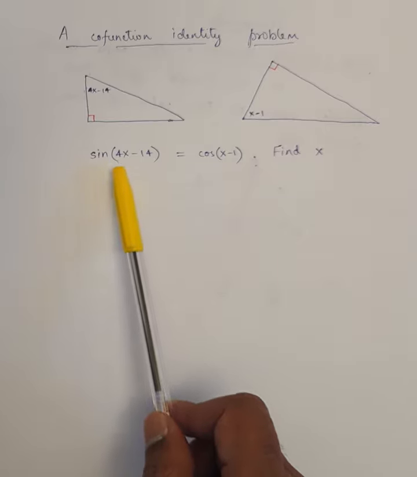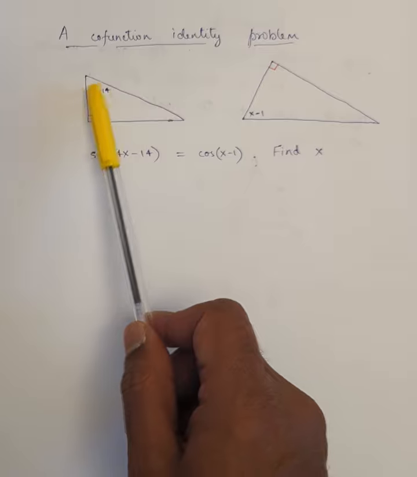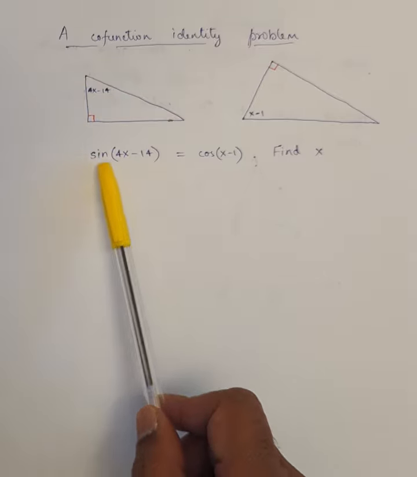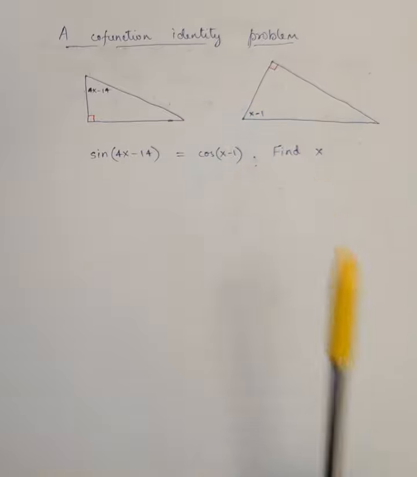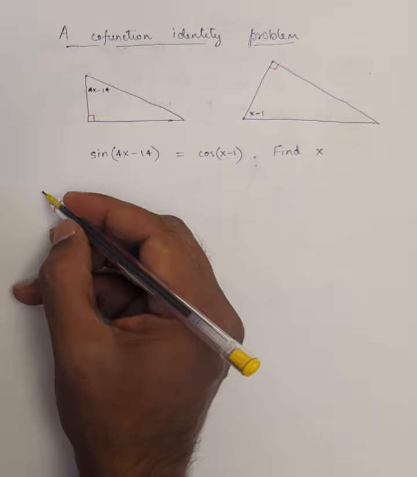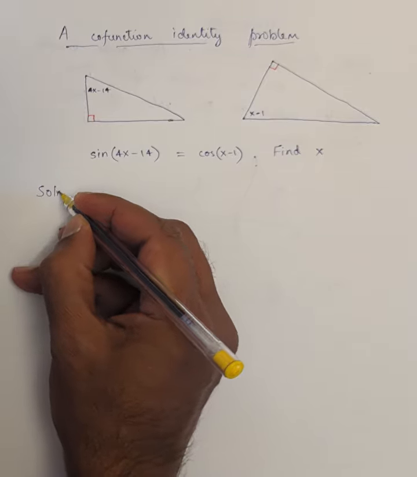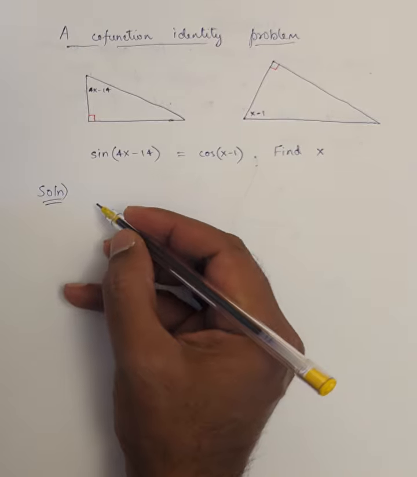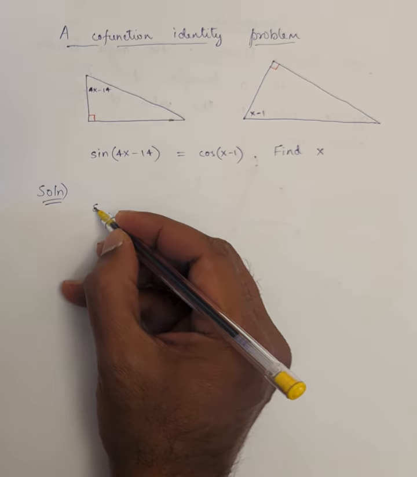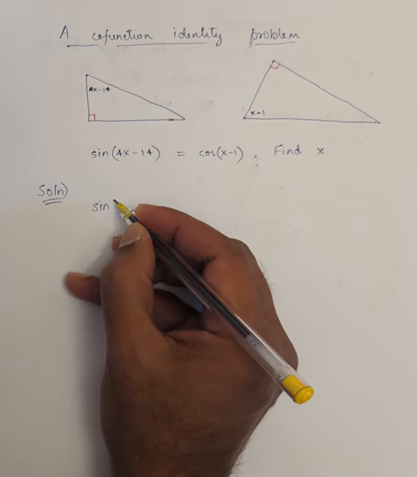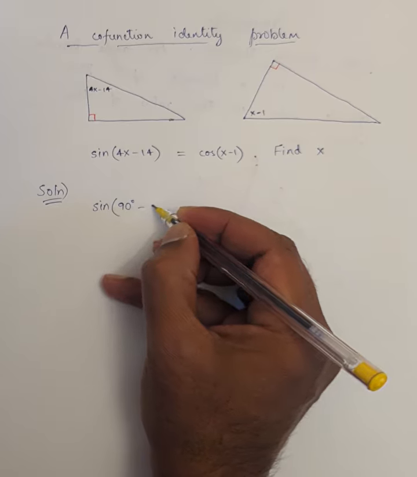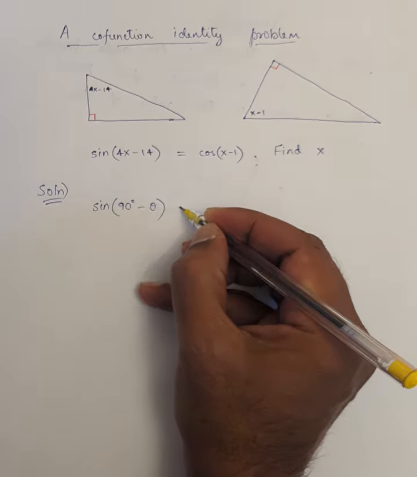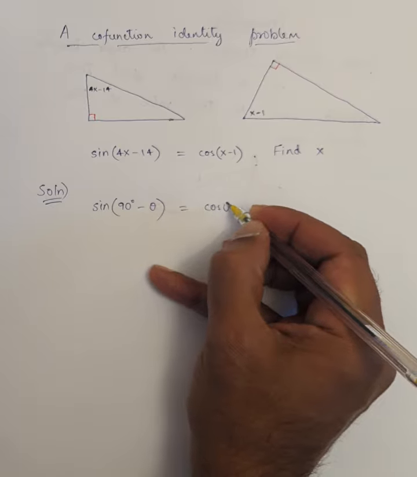It says sine of 4x minus 14. So whatever this angle is, if you take the sine of that, is going to be equal to cos of x minus 1. Now if you recall, there is an identity. So let's go ahead and try to find x. So here is the cofunction identity I'm going to use. If you have sine of 90 degrees minus theta, that is equal to cos theta.